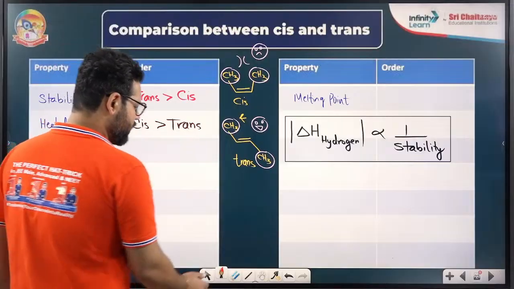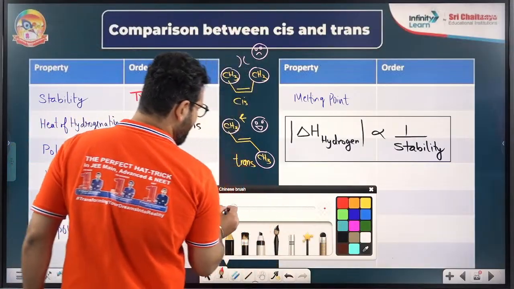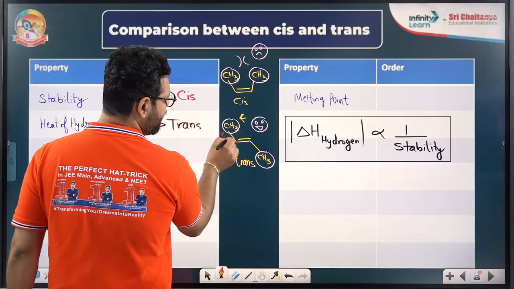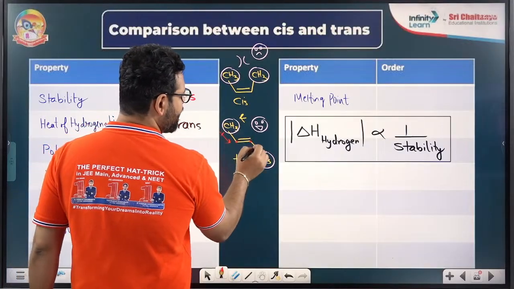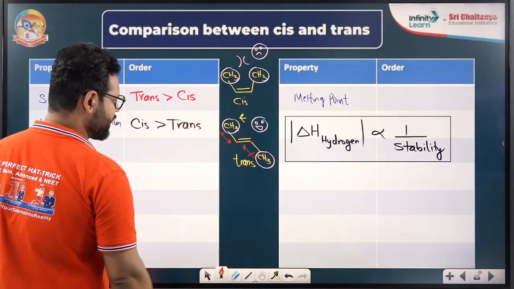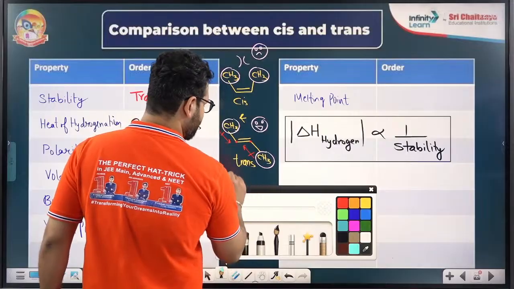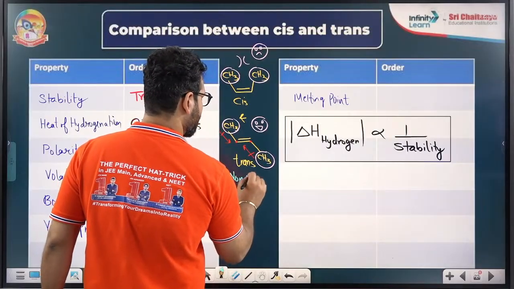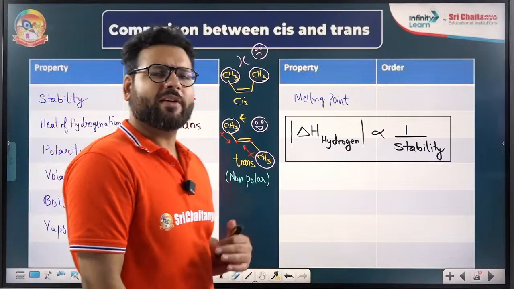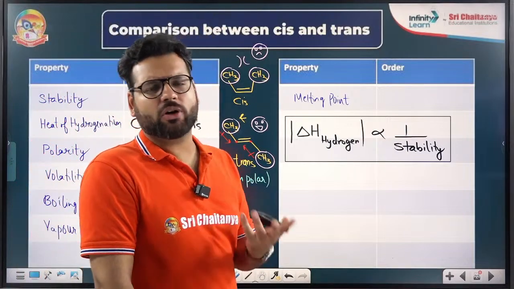So in the trans, you can all see the dipole moment is going to add up. sp2 carbon is more electronegative, so there is a dipole moment going in this direction. Here a dipole moment is going in the upper direction. Both will cancel out each other. Trans will become non-polar.